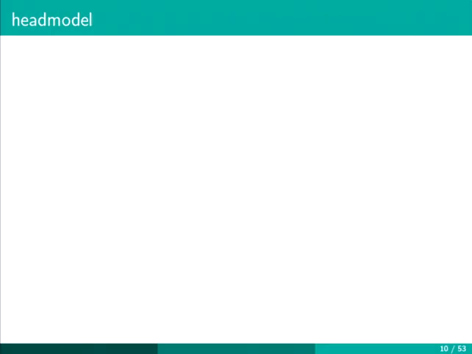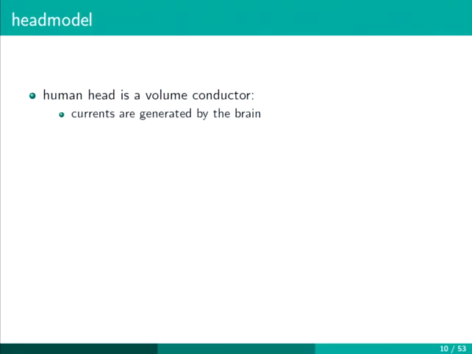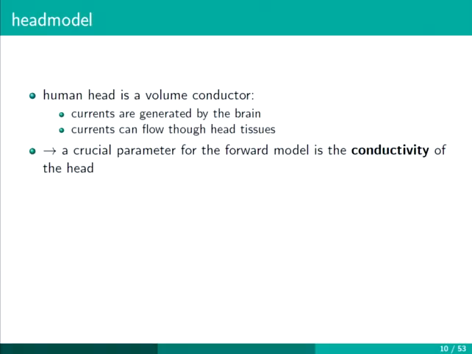So some general considerations on the head model. First of all, the human head is a volume conductor. This in particular means that currents are generated by the brain, and currents can flow through the head tissues. So a crucial parameter, as we saw already from the model, is the conductivity of the head.